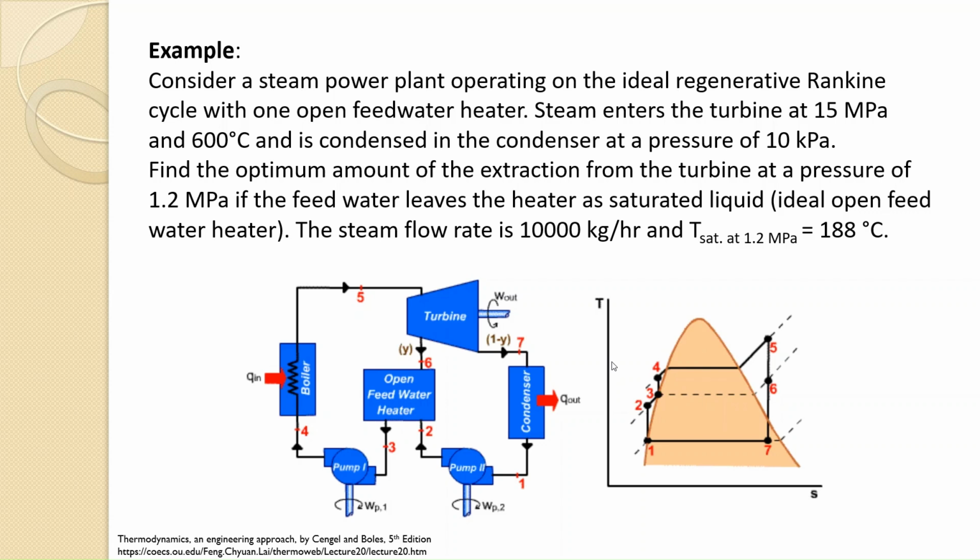In other words, we have an ideal open feed water heater. The steam flow rate is 10,000 kilogram per hour, and we know that the saturation temperature of water at 1.2 megapascal is 188 degrees C. Let's do this in Aspen.